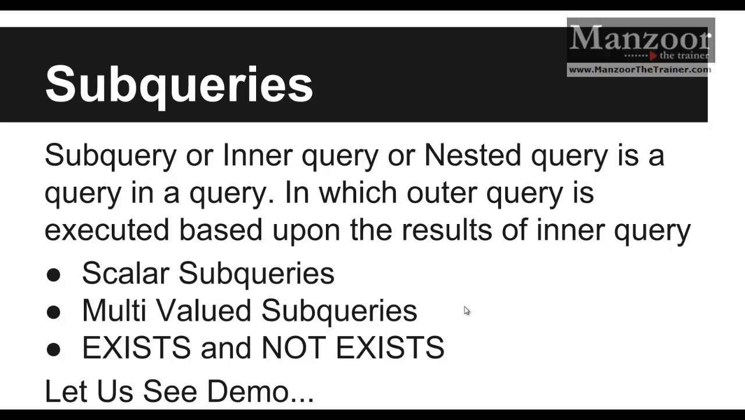Now basically there are three types of subqueries. One is scalar, another is multi-valued. You can also use exists and not exists clauses to write subqueries. Apart from this, there is also a special type of subquery called correlated queries. We will see that in our next lecture. So first of all, let's have a look at scalar subqueries, multi-valued subqueries, then we will go for exists and not exists.